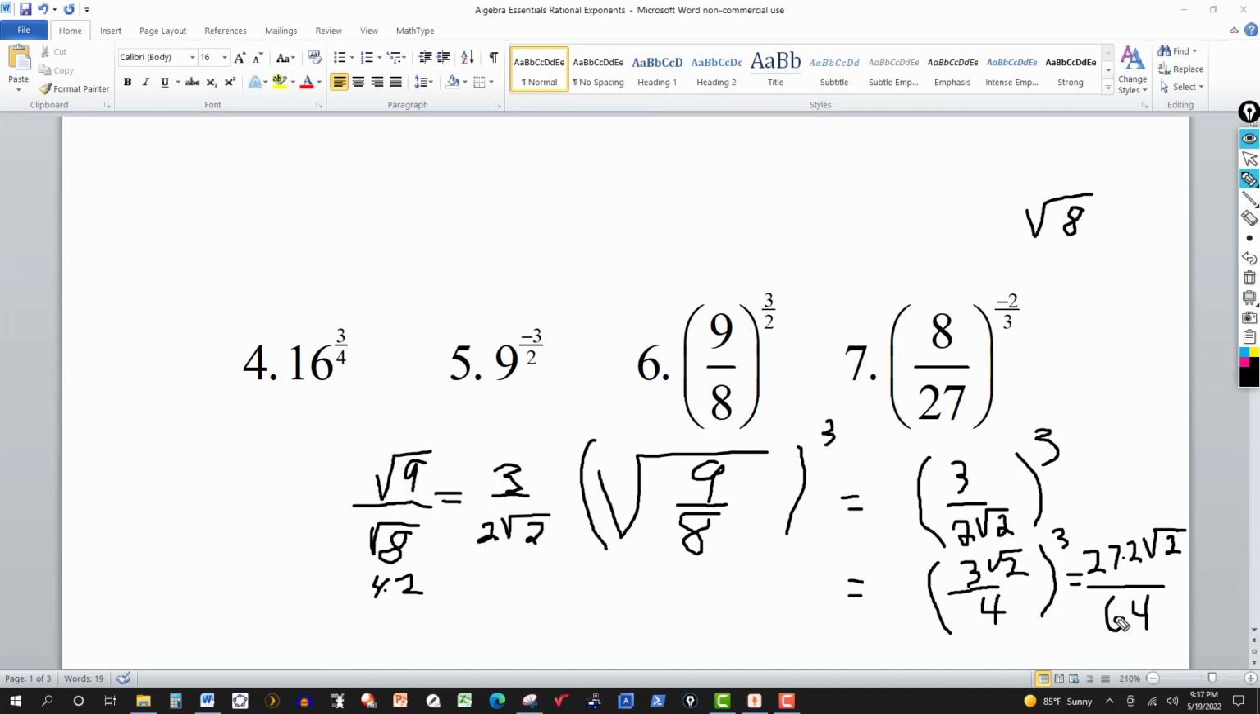So the 2 divides into 64. So the final answer for this one will be 27, then this 2 we divide into the 64, 32 times, so this will be 32, and I've got the square root of 2. That's your answer for that one.